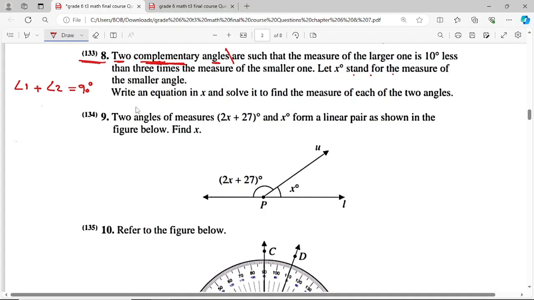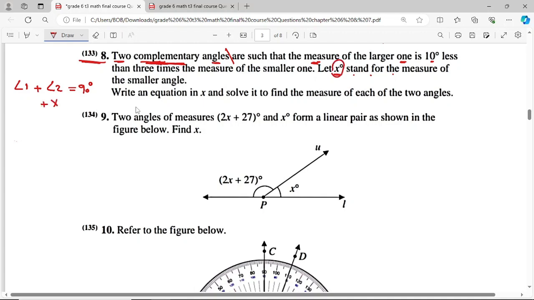Now here it's saying the measure of the larger one. So that means we have a large angle and a small angle. The larger is 10 degrees less than 3 times the measure of the smaller one. Let x stand for the measure of the smaller angle. So let's assume that angle 2 is the smaller angle, so here it will be x.